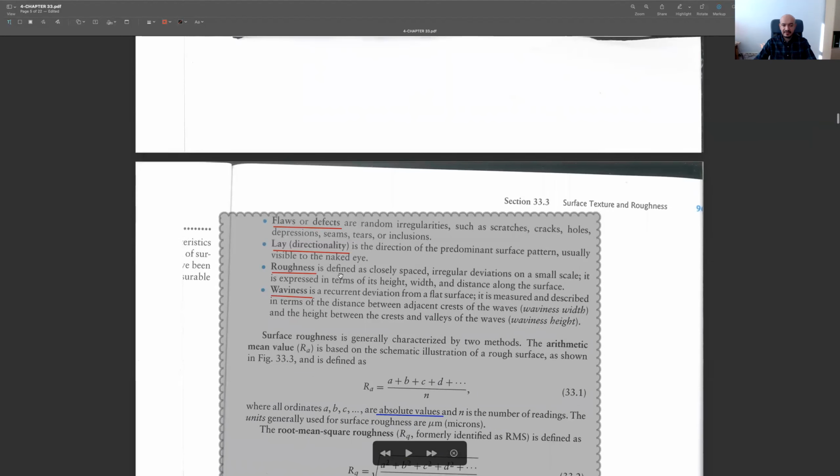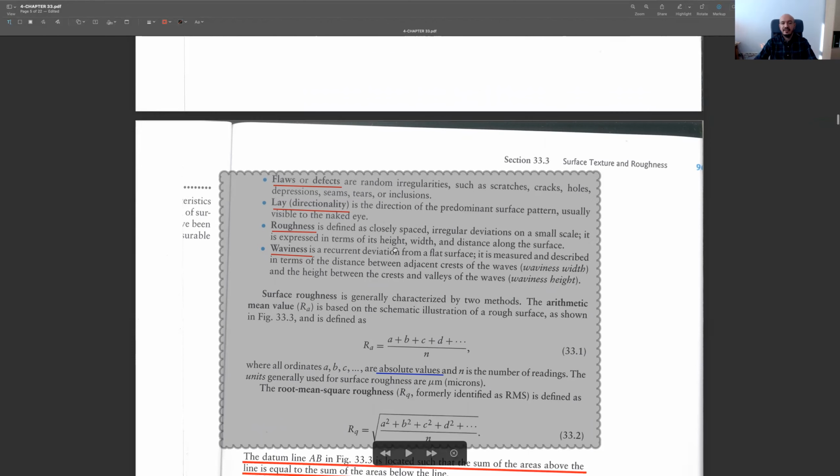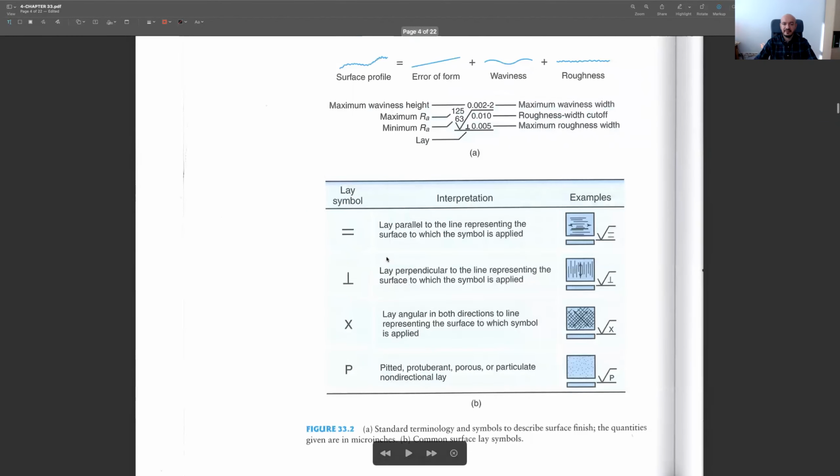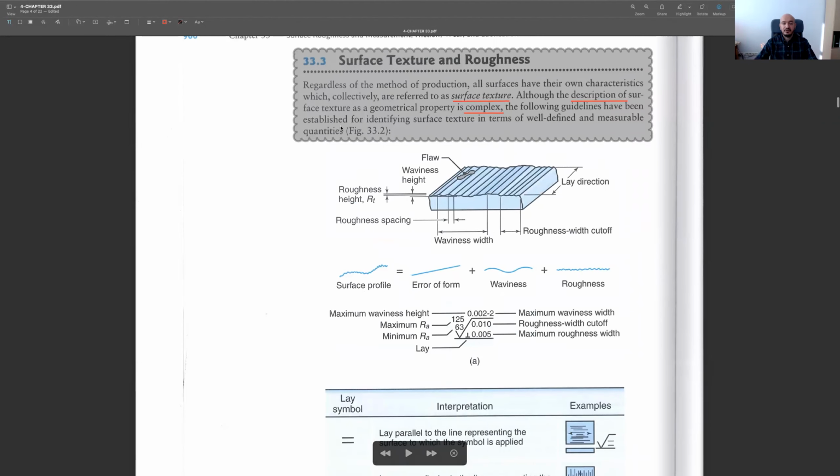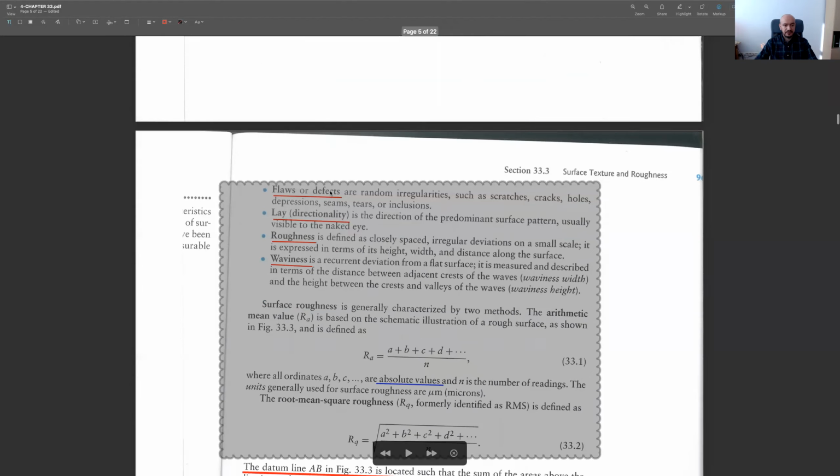Then we discussed the roughness. It's the irregular deviation in small scale, not in a larger manner, but in small scale. And we'll be focusing on the measurement of this roughness. But here, the height and the width of these deviations are important. And the last one is waviness. I talked about it. The overall surface waviness affects the surface texture.